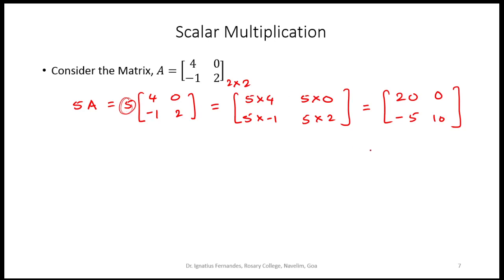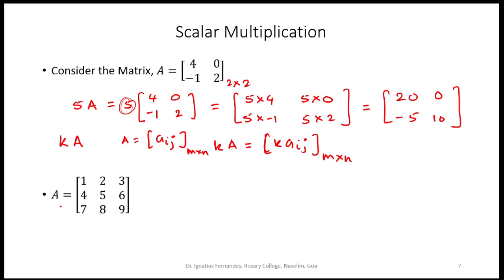So in general, if you have a scalar K that you want to multiply to a matrix A, let us assume that A is equal to Aij. Then K multiplied to A is the same as K multiplied to each of the elements inside this matrix. If this is m by n, this is also m by n.